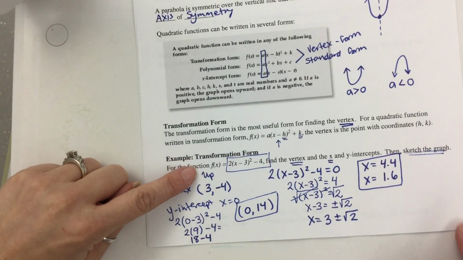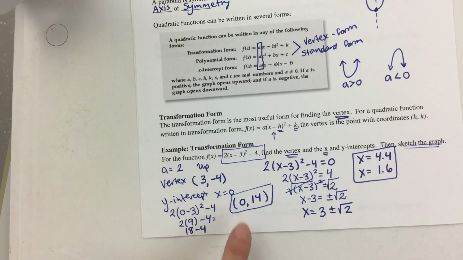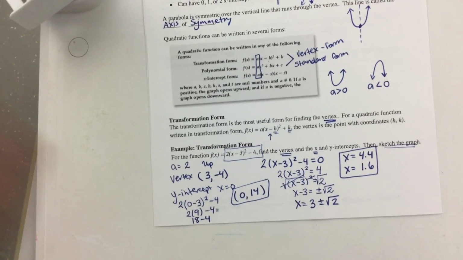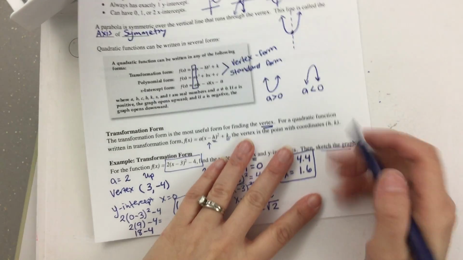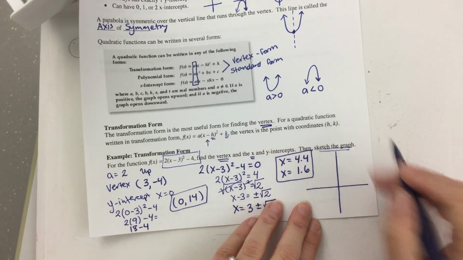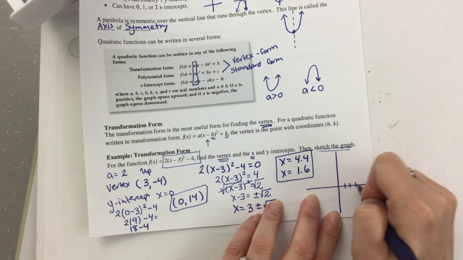I know my parabola will be opening upwards. Its center point is located at (3, -4). Its y-intercept, where it crosses the y-axis, is at (0, 14). It crosses the x-axis at 4.4 and 1.6. So let's go ahead and sketch the graph. Okay, so I notice going left and right, I can go up to 5. 1, 2, 3, 4, 5.